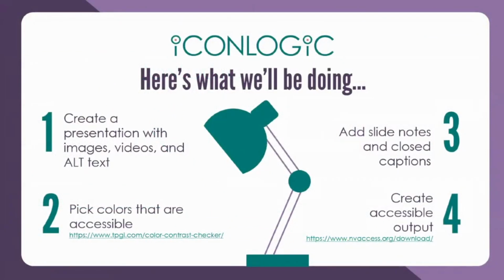So I want to tell you, first of all, here's what I'm going to cover about accessibility. We're going to make a presentation from scratch. We're going to add images and videos and talk about alt text and actually how it happens in Microsoft PowerPoint, and then how iSpring Suite leverages that for your output. We're going to make sure that your colors are accessible using a thing called the color contrast checker. I'll show you how it works on my end, and how slide notes are really important to add to your slides because they read directly to closed captions. And of course, we're going to create accessible output.